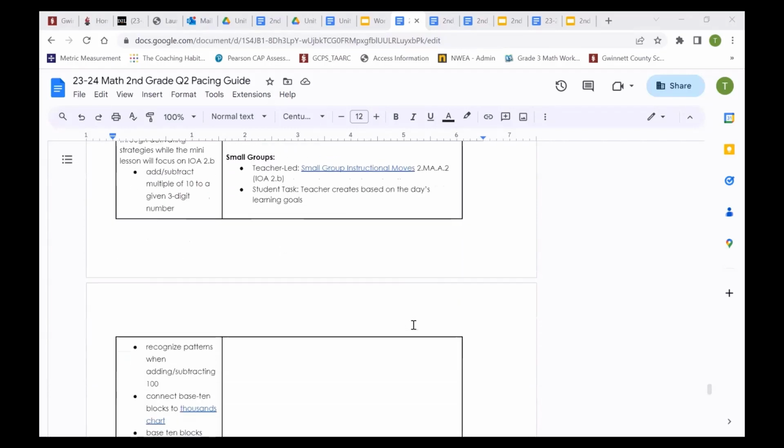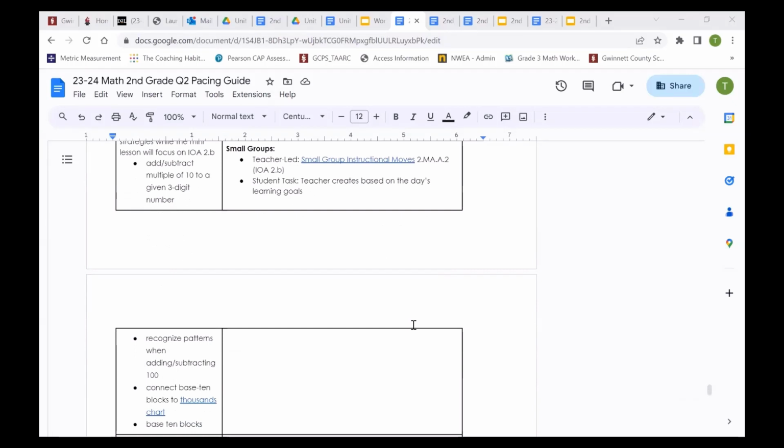The main focus of this part of the pacing is on building fluency by adding and subtracting multiples of 10 and 100 to given 3-digit numbers. This standard also allows students to notice the patterns created when adding and subtracting the multiples of 10 and 100.